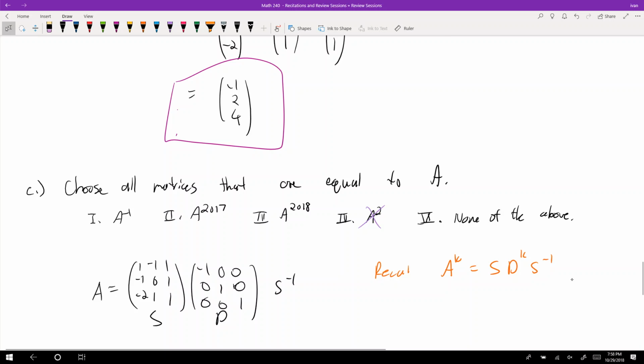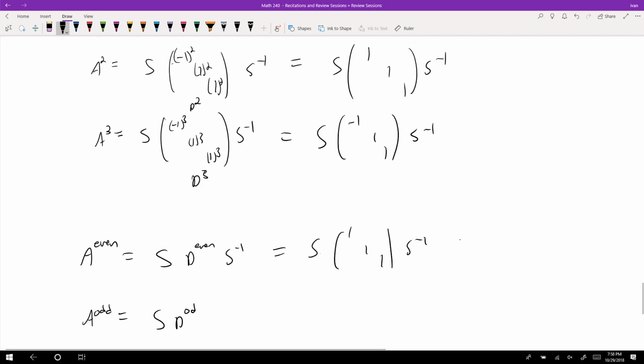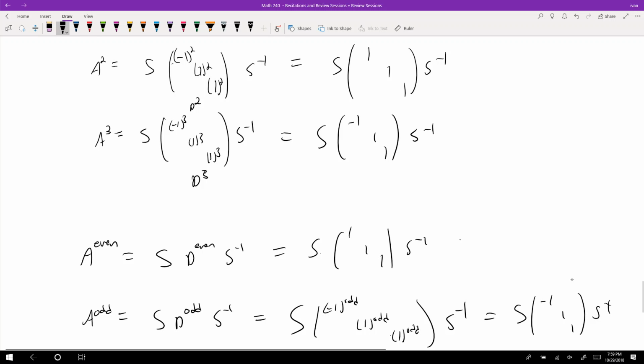Yeah, odd powers are the same, right? That's because a to the even is equal to S D to the even S inverse, but evens get me 1, 1, 1. And then we notice a to the odd powers is S D to the odd S inverse. Well, that's S, negative 1 to the odd, 1 to the odd, 1 to the odd, S inverse, and that's always going to be S, negative 1, 1, 1, S inverse, and this is equal to A. So A to the odd is always equal to A.